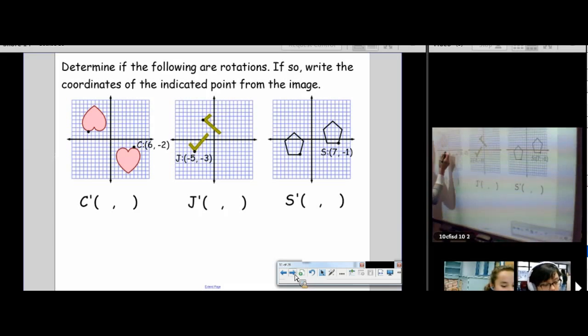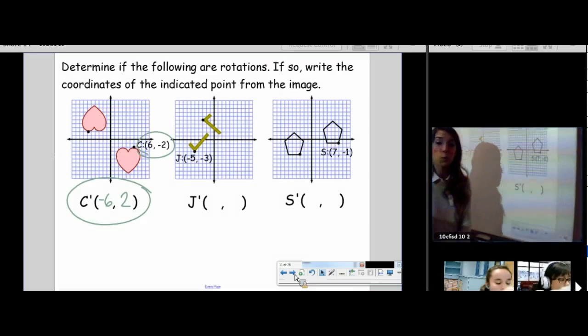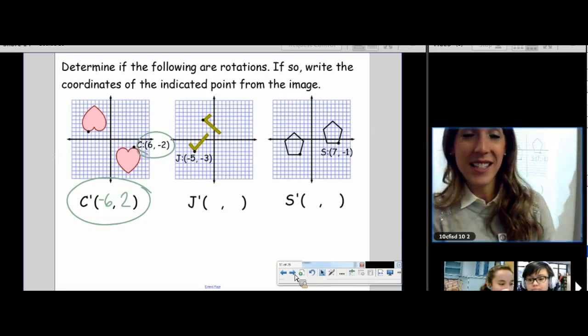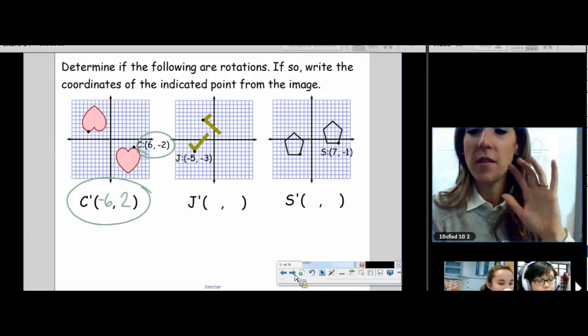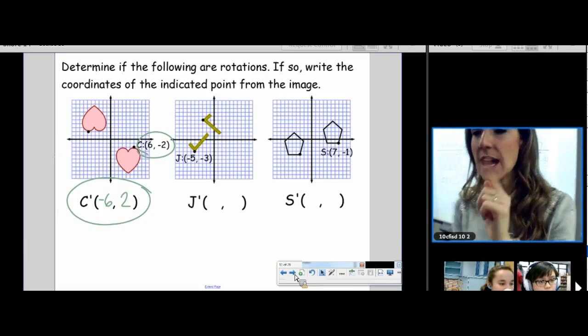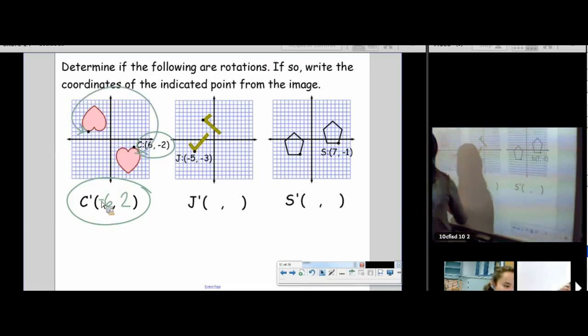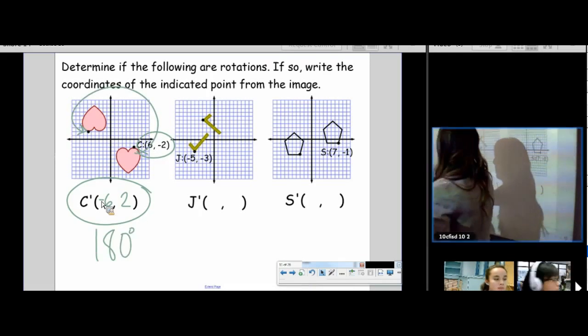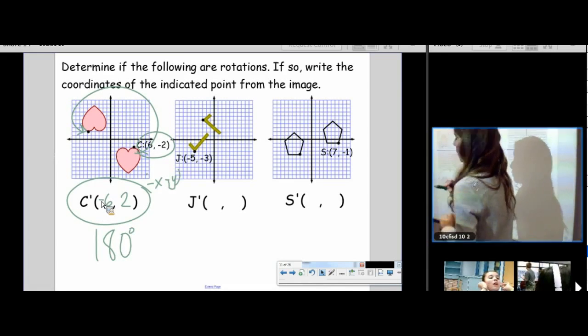Let's see, the coordinates of this point are 1, 2, 3, 4, 5, 6, 1. So -6, 2. So you can use the coordinates to determine if it really was a rotation or not. Because it could look like a rotation, but it could have been translated a little bit on accident. Very good. It is a rotation, and it's a 180-degree rotation. Notice this is the rule for 180, and it obeyed the rule.